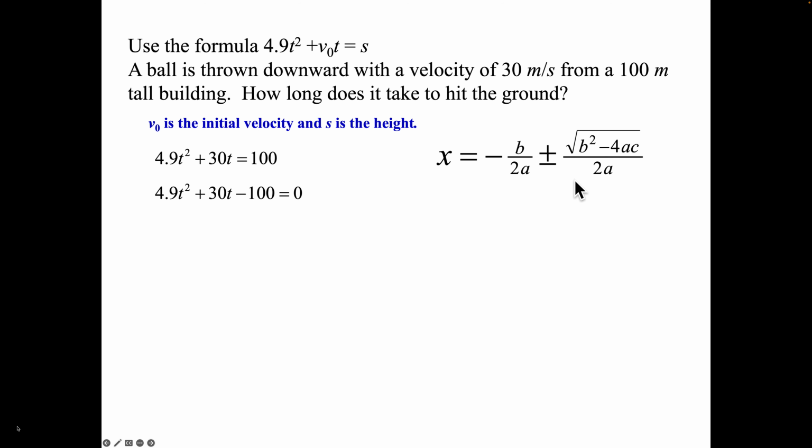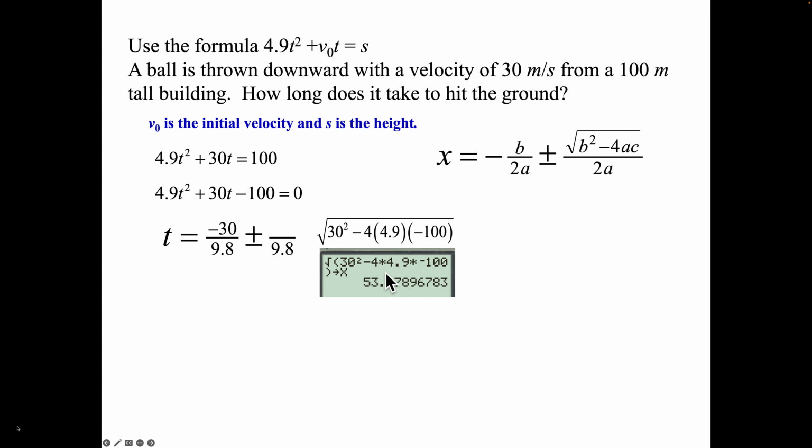Subtract over the 100, keep your 4.9 t squared positive. Definitely a quadratic formula here. We'll substitute in our numbers, negative 30 for the b. 4.9 times 2 is 9.8. Then we'll do the b squared, so we're going to go 30 squared minus 4 times 4.9 times negative 100. My calculator, I just crunched that right away, 53.4789. Let's go to 3 decimal places.